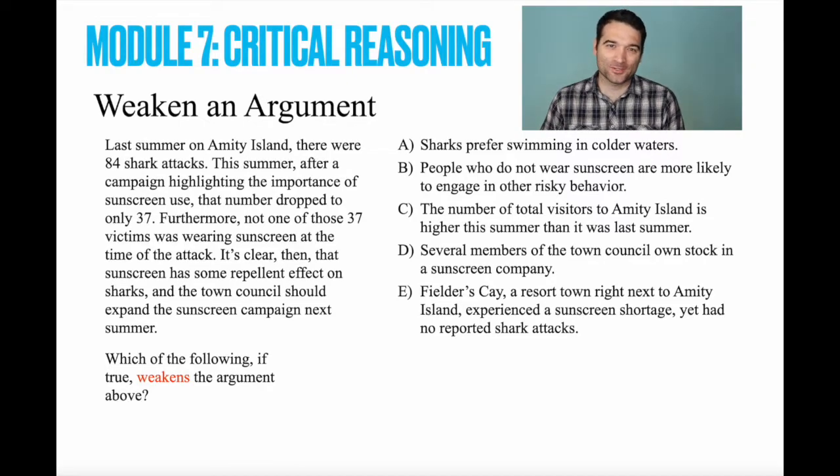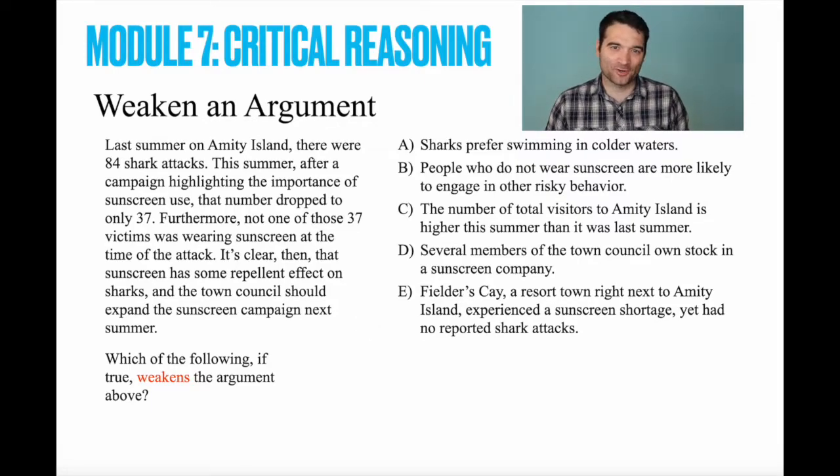It's time for our next question type, weaken an argument. So you know the drill by now. Go ahead and read this argument, identify the evidence, identify the conclusion, and this time you're going to look for the answer option that calls the argument into question or weakens it. Pause the video right now and try this on your own.